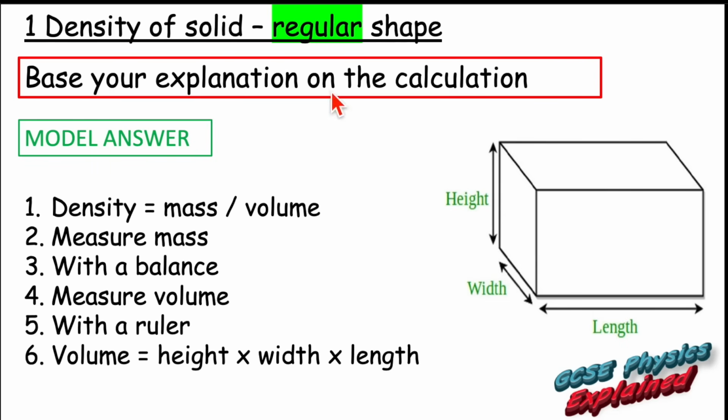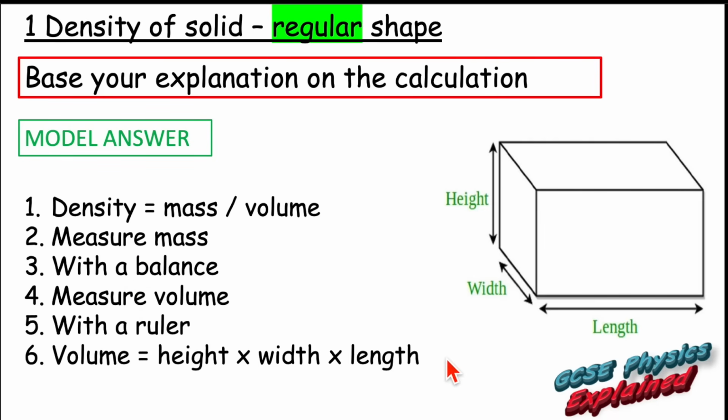So base your explanation on the calculation. What is the calculation for density? Density equals mass over volume, so you'll get 1 mark for quoting that. Then you'll say measure the mass with a balance, measure the volume with a ruler. What do you mean? Well, to get the volume, you do the height times by the width times by the length. And there is your 6 marks.